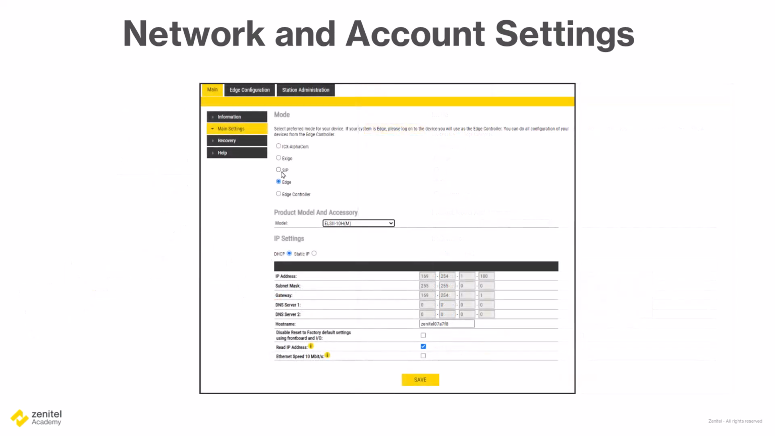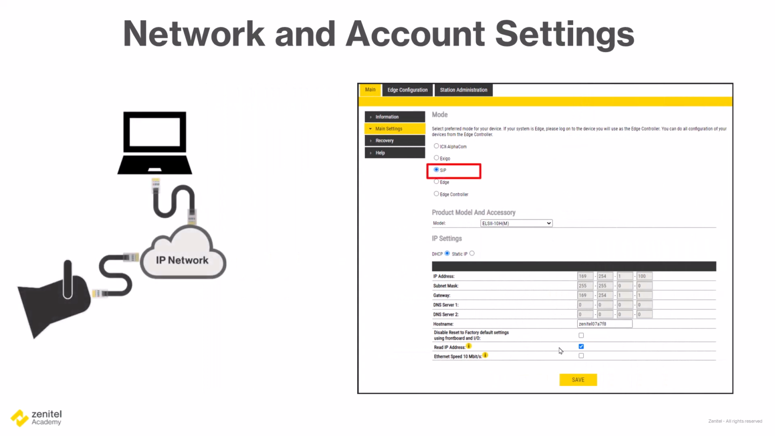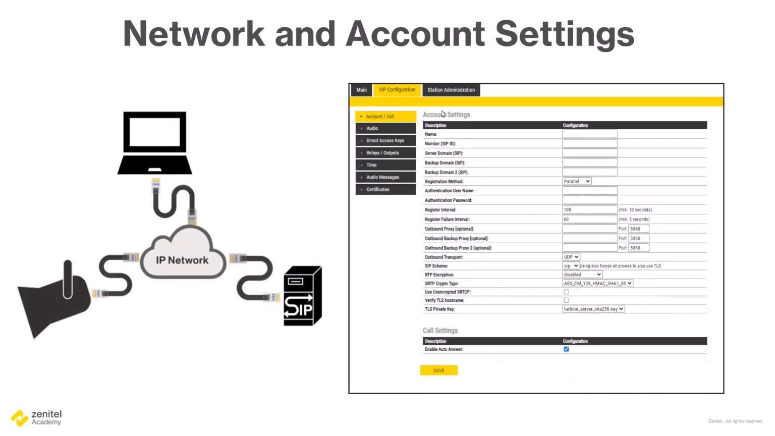When used in SIP mode, you need to create an account. Go to SIP configuration, account, and as a minimum enter a name, the SIP ID, and the IP address of the SIP server. Authentication username is also required, which often is the same as the SIP ID.